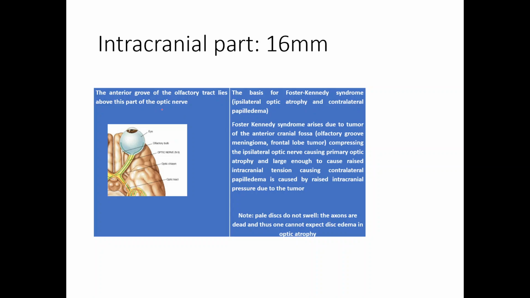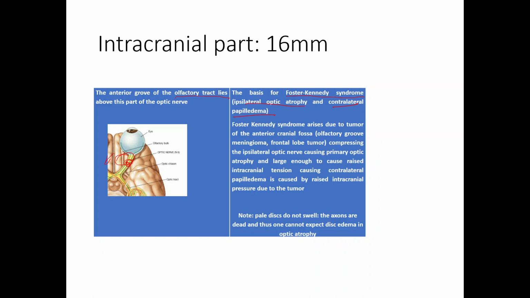The next is the intracranial part. The intracranial part lies very close to the olfactory tract. So here there is a clinical implication for this. So what is Foster-Kennedy syndrome? Okay, Foster-Kennedy syndrome arises due to a tumor of the olfactory region or a sphenoid wing meningioma that can cause compression of the ipsilateral optic nerve. So when the tumor becomes bigger, it causes a raise in the intracranial pressure and causes papilledema of the other eye. So ipsilateral optic atrophy and contralateral papilledema is known as Foster-Kennedy syndrome.